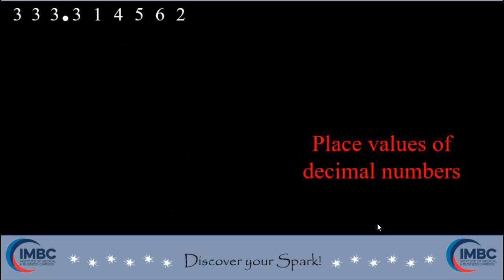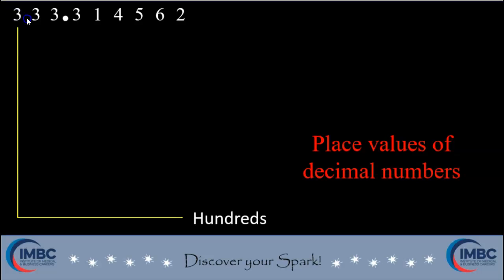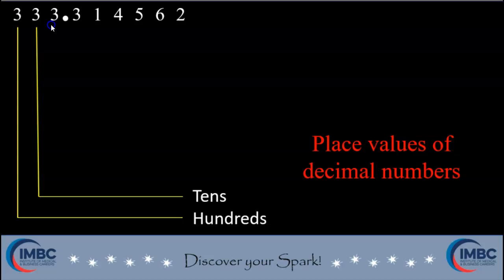Let's start by talking about the place value of decimal numbers. In week 1, we talked about the place value of whole numbers. And so the numbers to the left of the decimal, that's a whole number, so I have 333. The furthest, that's our hundreds. Then we have our tens and our ones. And that was week 1.